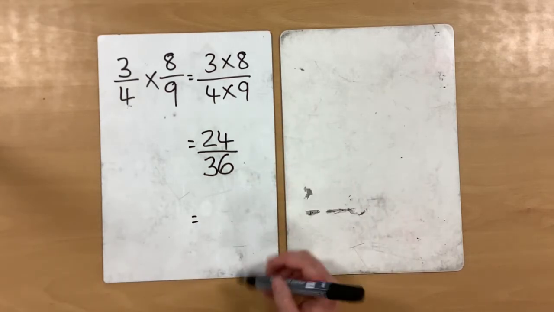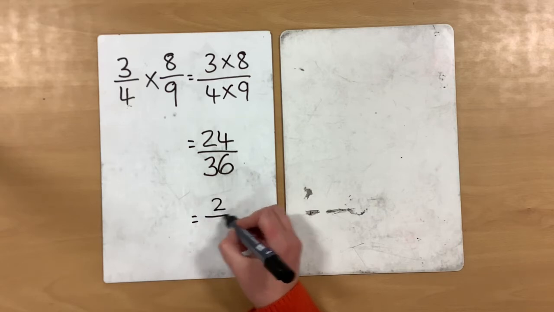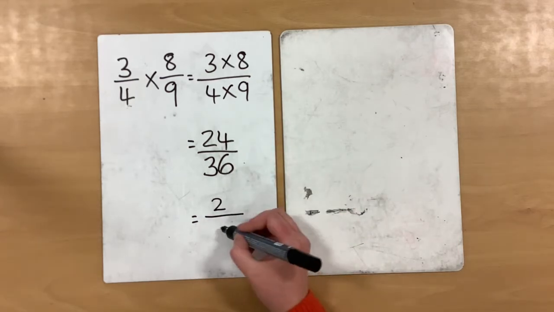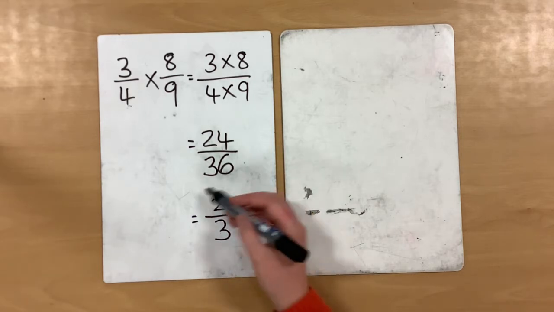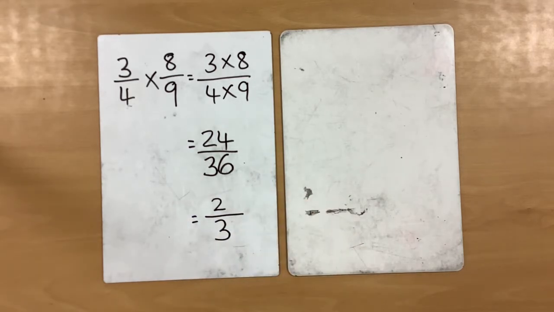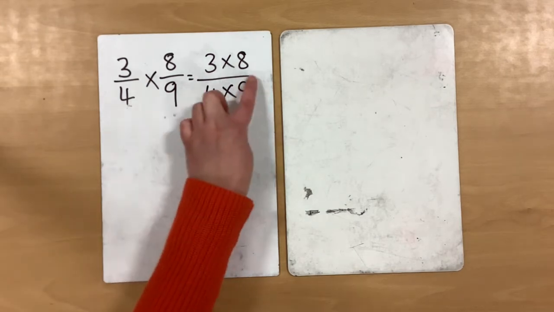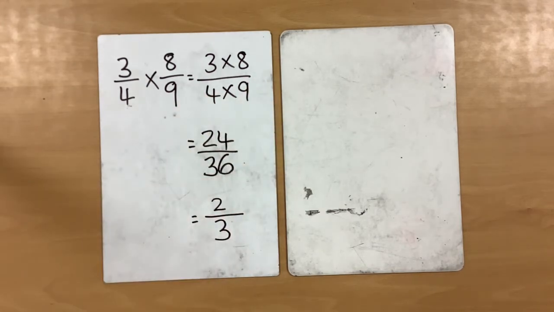24 divided by 12 is 2. And then 36 divided by 12 is 3. Okay, so in my simple form is 2/3. Okay, so that's method 1, where you're multiplying across and then simplifying.